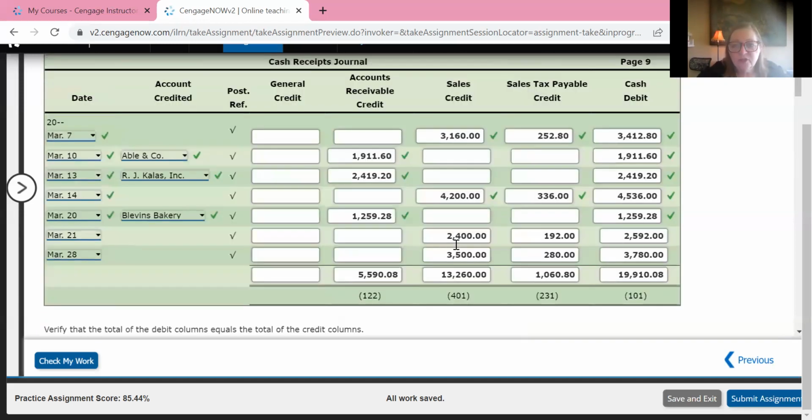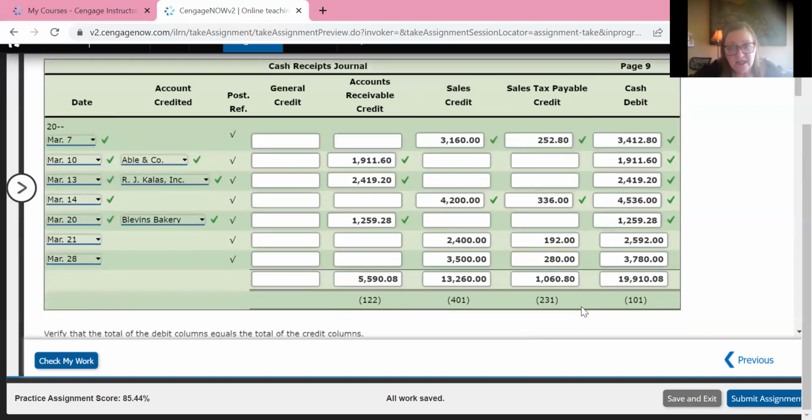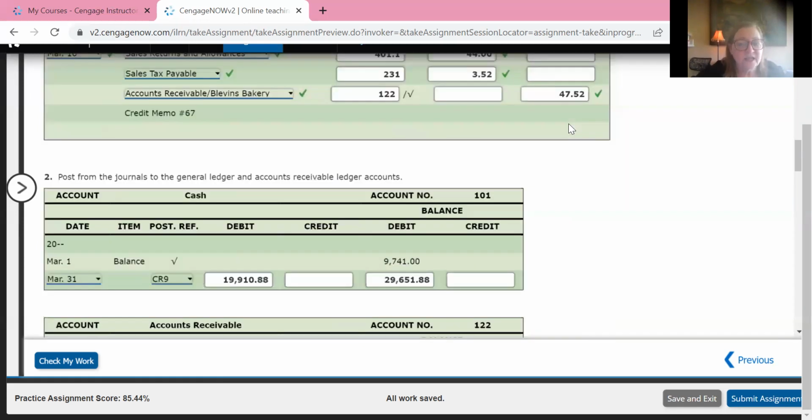Going back to our cash receipts journal, we have just one more thing to post. Sales tax payable, there's a credit of 1,060.80. This is the amount that we need to increase the payable by. That's why we're crediting it. 1,060.80 to sales tax payable.